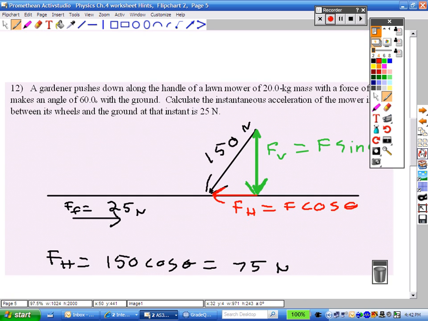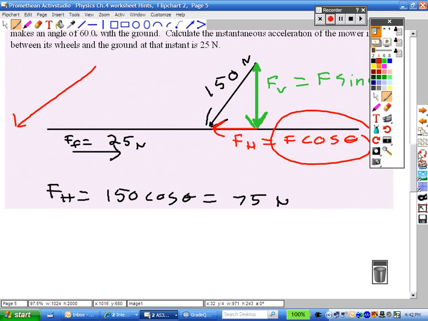However, number 12 is one of those problems where you're pushing with 150 newtons. You're pushing this way, but it's not going to go into the ground. The only part that actually helps you is the horizontal force of F cosine theta. If you take the forward force of 150 cosine theta, that equals 75 newtons. From there, we have to include friction, and you can deal with that one.